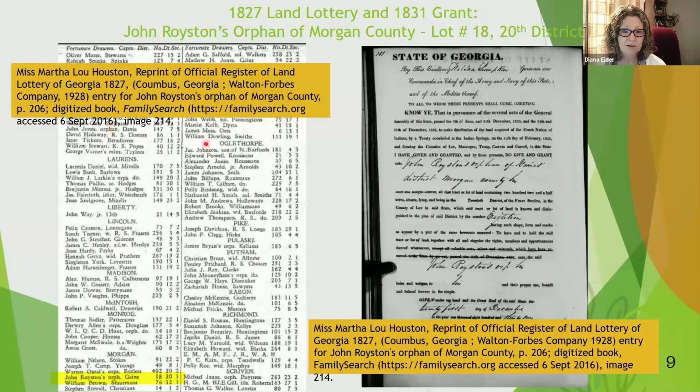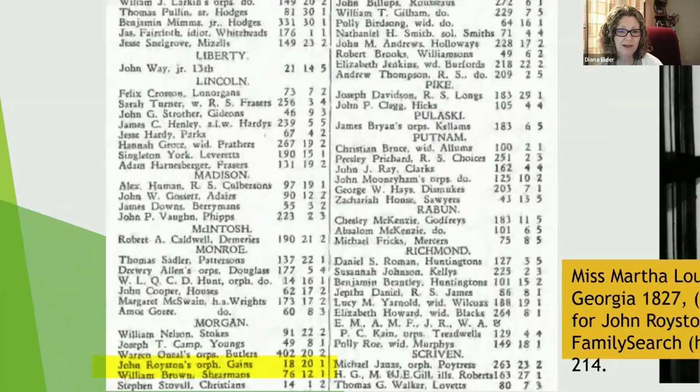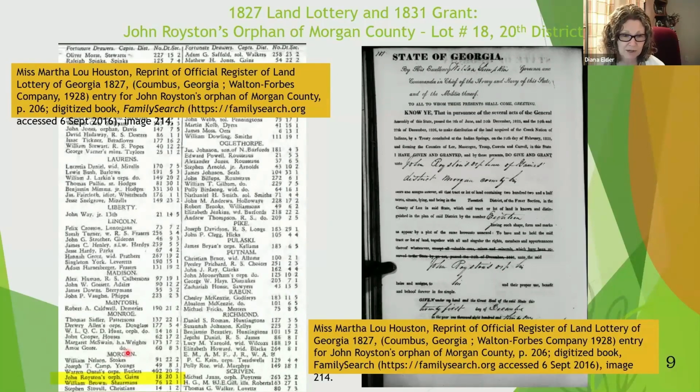So before these records were digitized, this was a very important record that you could consult to see if your ancestor was in this land lottery. And you can see that it has some really specific information. There's John Royston's orphan of Gaines County District, Morgan, and there's the lot and section and so forth. Now, once you find a derivative, you always want to look for the original because who knows if this author, Miss Martha Lou Houston, could read every single bit. In this case, she was spot on, and her derivative record, her abstract, was exactly right.